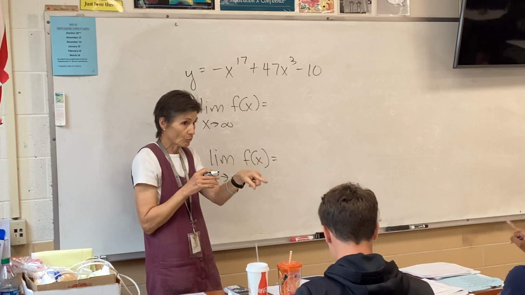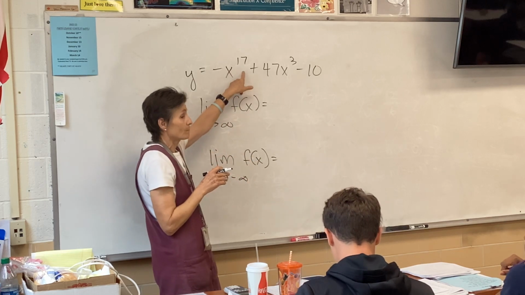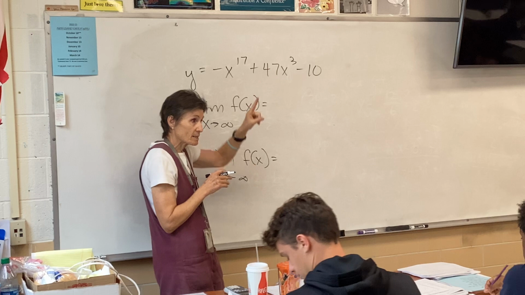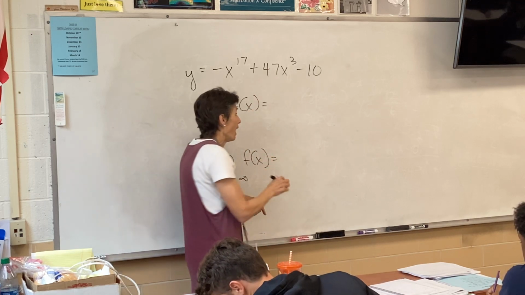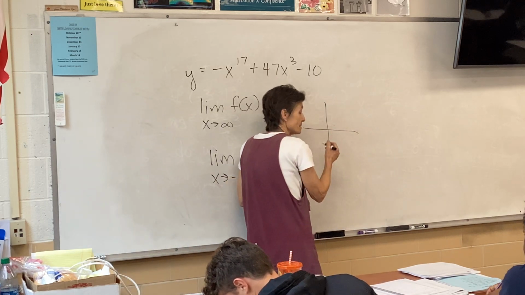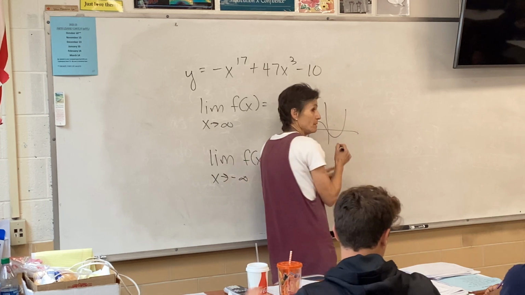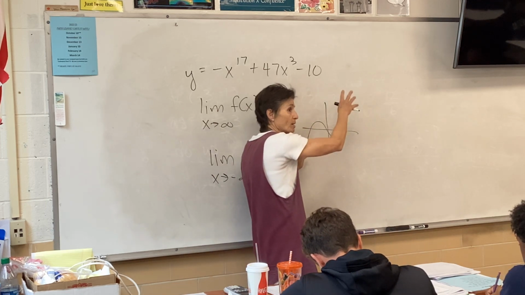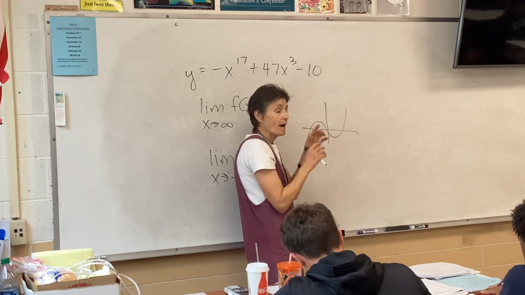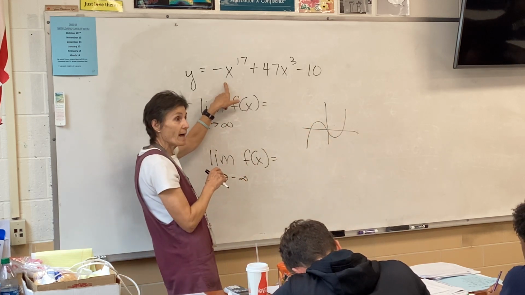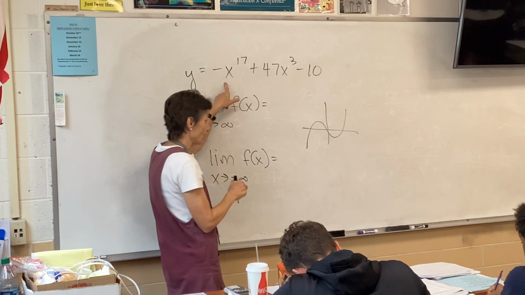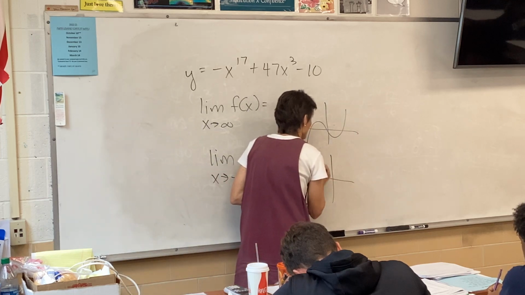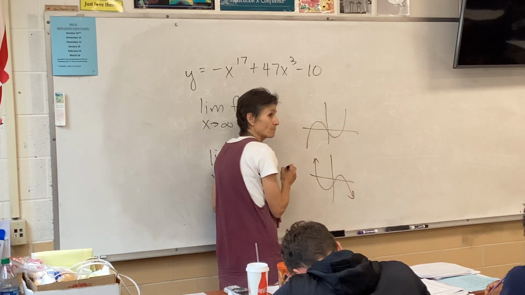What is the degree of the polynomial? 17, which is an odd number. Odd degrees start down here and end up here. Right now, I don't care what's going on in the middle. This is the general shape of an eye. However, this one has a negative in front, so its general shape is going to be like this.